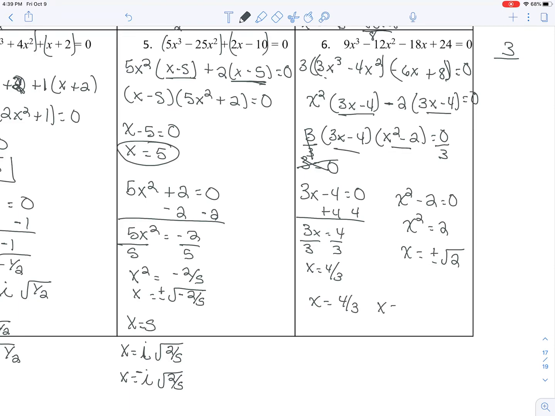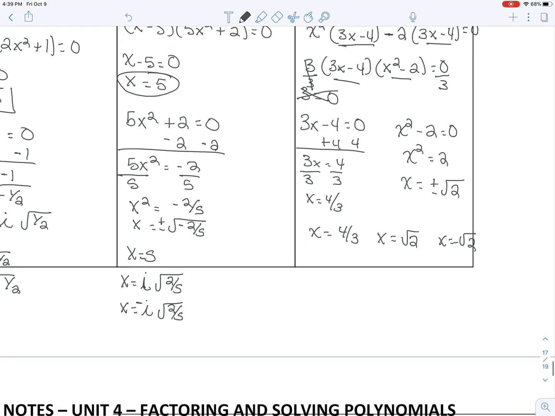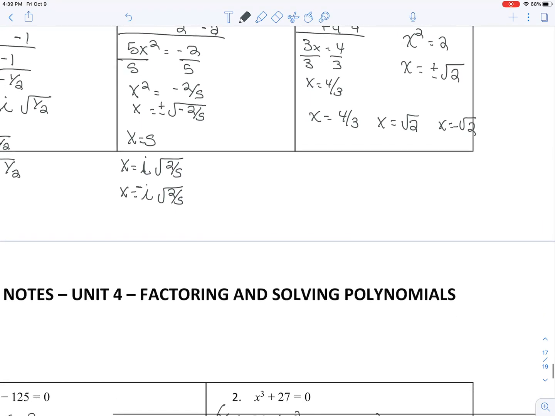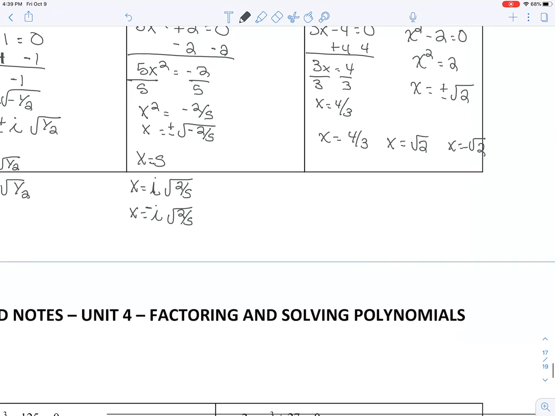So my solutions are x is equal to 4/3, x is equal to square root of 2, and x is equal to negative square root of 2. Those are my answers. And yes, we could find some approximate answer, but I'm just going to leave them like that for now.